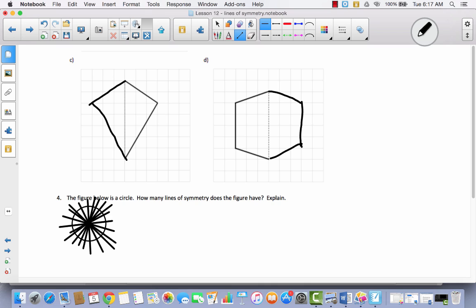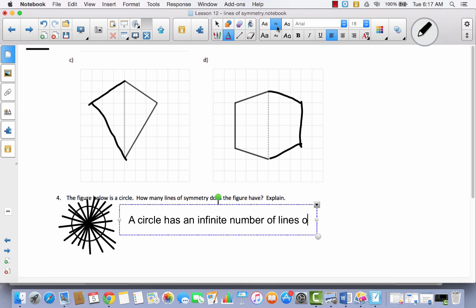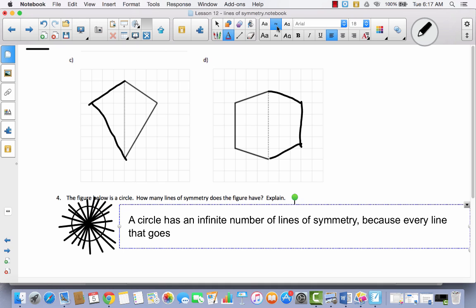So do you know what that word is that you call something that you can never count all of them? In math, you use the word infinite. So how many lines of symmetry does this figure have? A circle has an infinite number of lines of symmetry, and it says to explain, so I'm going to say because every line that goes through the center of the circle is a line of symmetry.